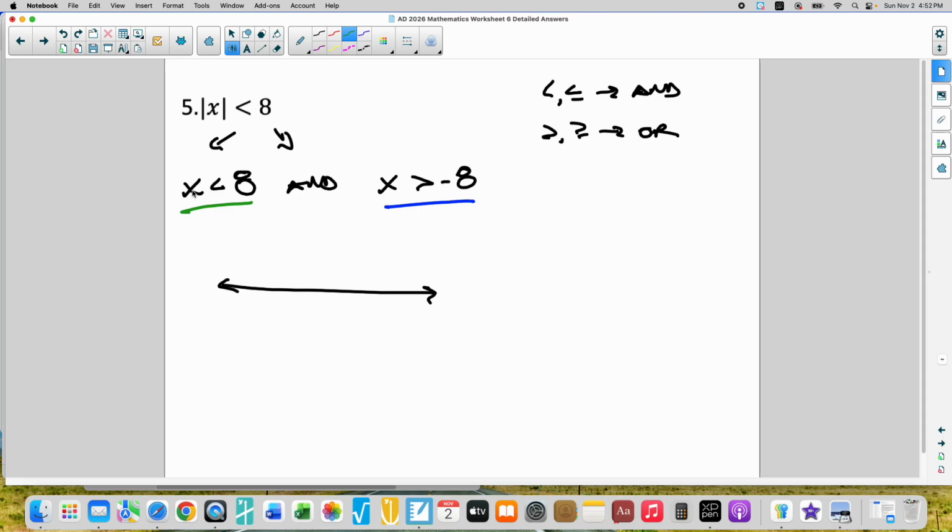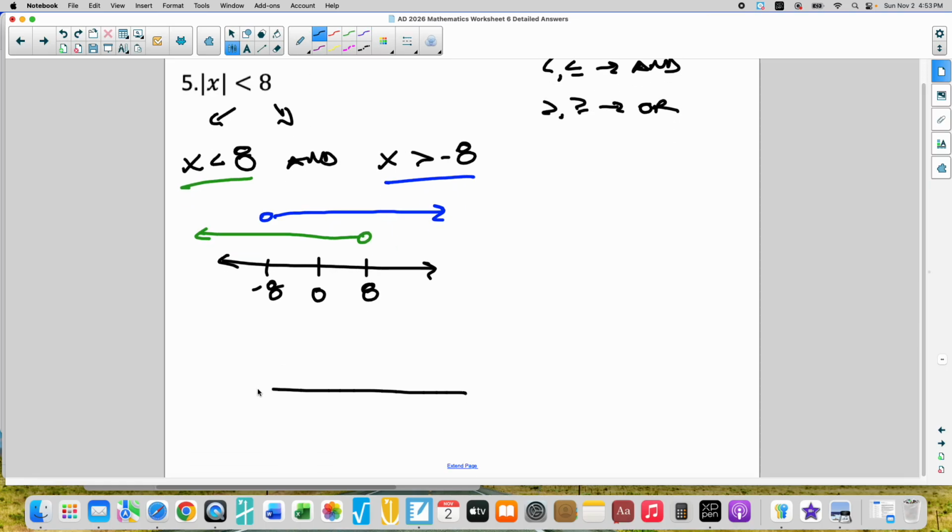We're going to graph this. X is less than 8. Let's do -8. Let's do 0. Let's do 8. We'll graph this in green. That's an open circle going this way. This blue one is an open circle going this way. This is not the solution. You can't leave it as the solution.